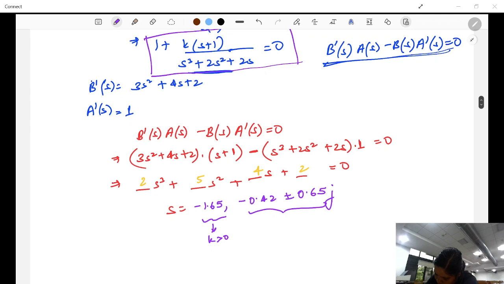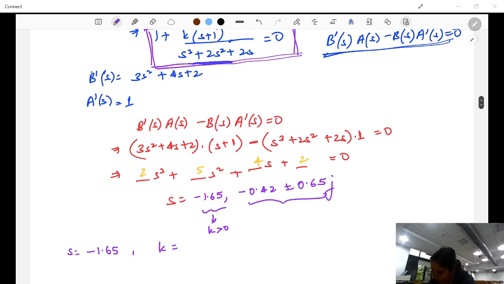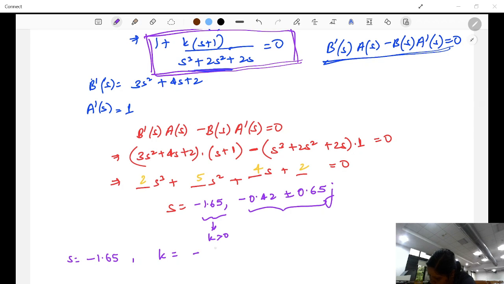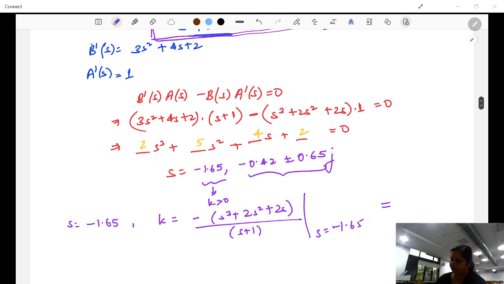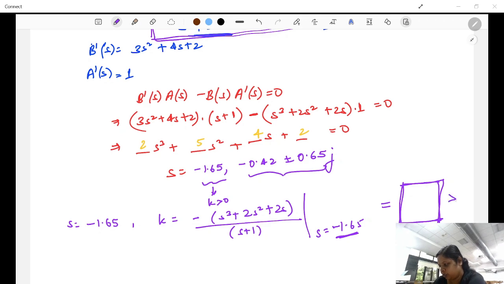So for s is equal to minus 1.65, just use this equation only. Your k is minus of (s cube plus 2s square plus 2s) upon (s plus 1), right? Put s equal to minus 1.65 and check the value of k. We need not worry what the value is; we need to check the sign. So just substitute s equal to minus 1.65, and you will obtain some value. I'm sure that value would be greater than 0.